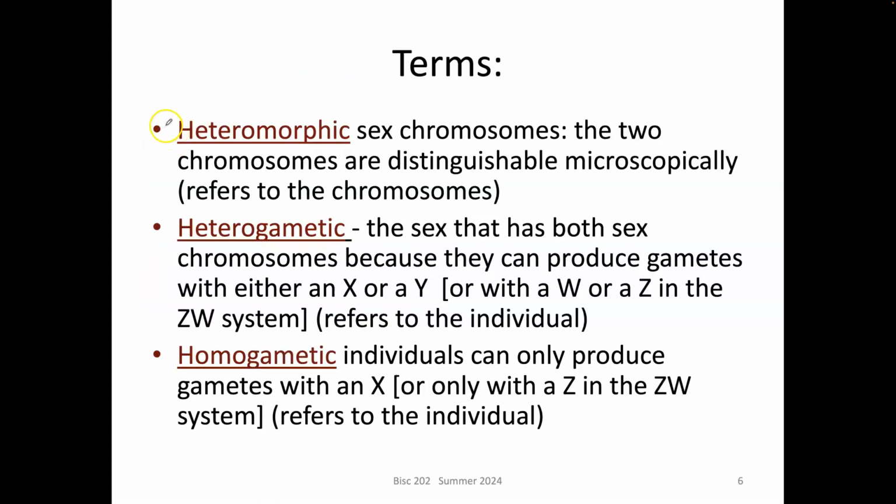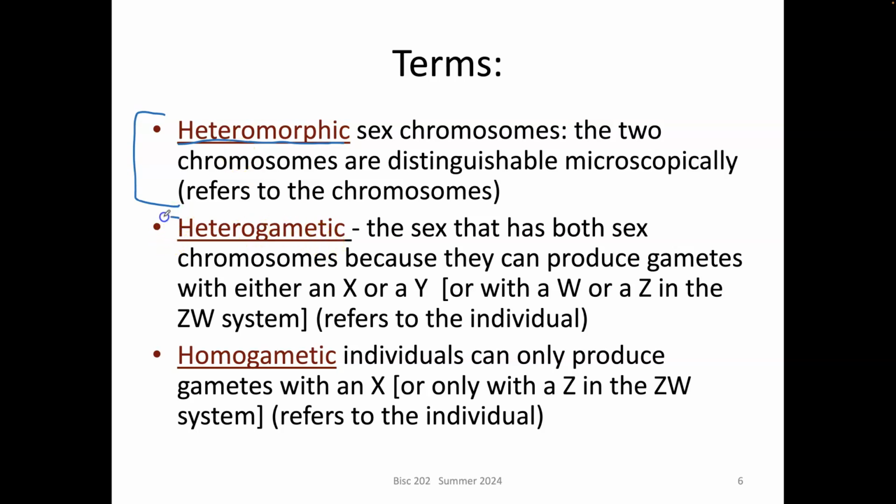And these are the important terms. When we talk about the chromosomes, this is a way of describing the sex chromosomes. They are heteromorphic, and heteromorphic means they look different from each other. And they're just 2 systems we're going to be looking at today.